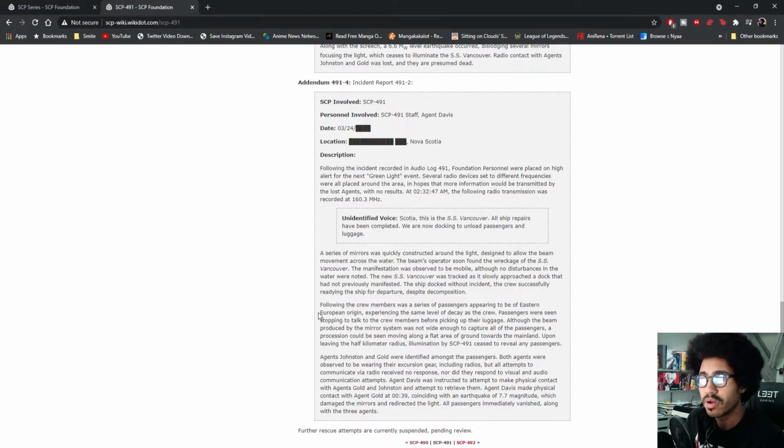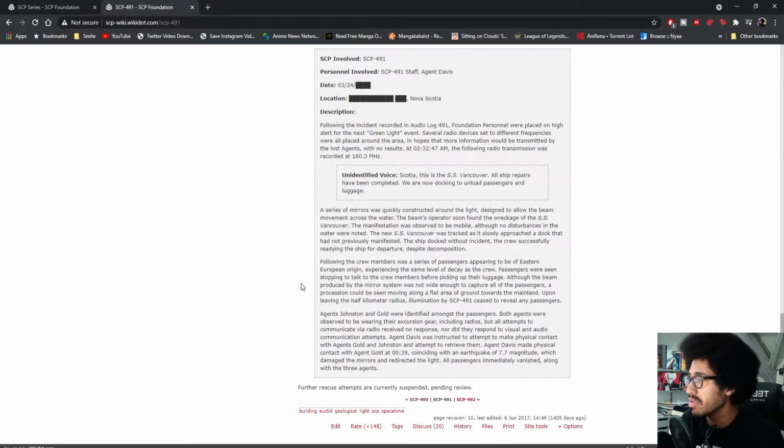Wait, what? A series of mirrors was quickly constructed around the light, designed to allow the beam movement across the water. The beam operators soon found the wreckage of the SS Vancouver. The manifestation was observed to be mobile, although no disturbance in the water was noted. The new SS Vancouver was tracked as it slowly approached a dock that had not previously manifested. The ship docked without incident, the crew successfully readying the ship for departure despite the decomposition. Following the crew members was a series of passengers appearing to be of Eastern European origin, experiencing the same level of decay as the crew. Passengers were seen stopping to talk to the crew members before picking up the luggage. Although the beam produced by the mirror system was not wide enough to capture all of the passengers, a procession could be seen moving along a flat area of ground towards the mainland. Upon leaving the half kilometer radius, illumination by SCP-491 ceased to reveal any passengers.